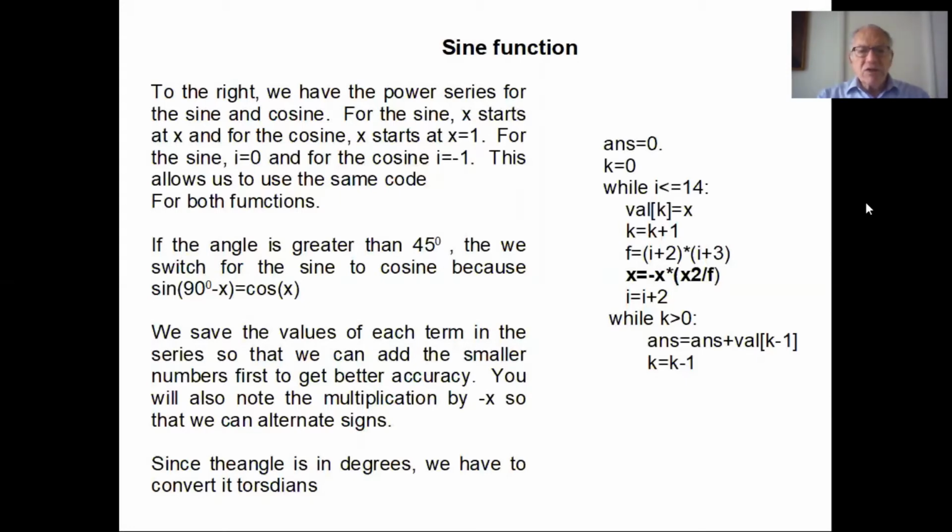We save the values of each term in the series so that we can add the smaller numbers first to get better accuracy. You also note the multiplication by minus x so that we can alternate signs. The angle is in degrees, so we have to convert it to radians. So you can see the factorials being developed here, and you can see that we're moving in steps of 2, so we don't hit every power of x, we hit the alternate powers of x. And then when we're finished, we add in the answers starting from the smallest values to the largest values.